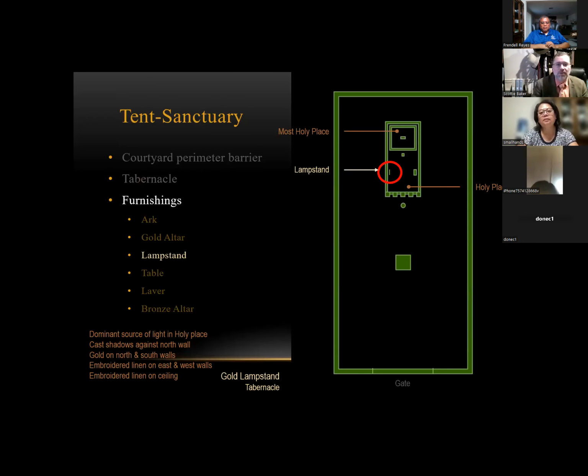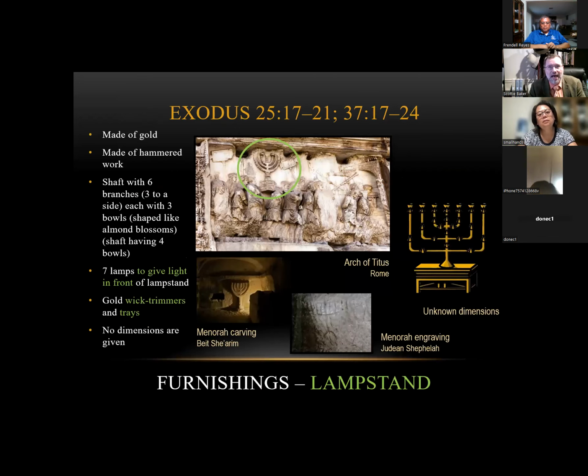Well, across the table was the lampstand. Again, we have no dimensions at all for the lampstand, so we don't know what it looked like. I drew it like an Egyptian lamp. Oftentimes, we see this kind of menorah-looking shape here. It could very much have been looking like that. If it did look like this, it is a very unique item. Nothing like that exists in Egypt.